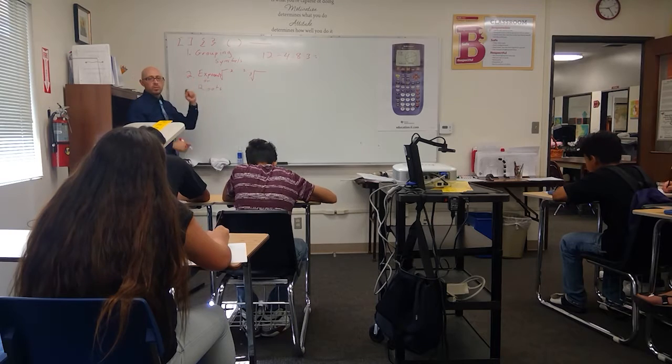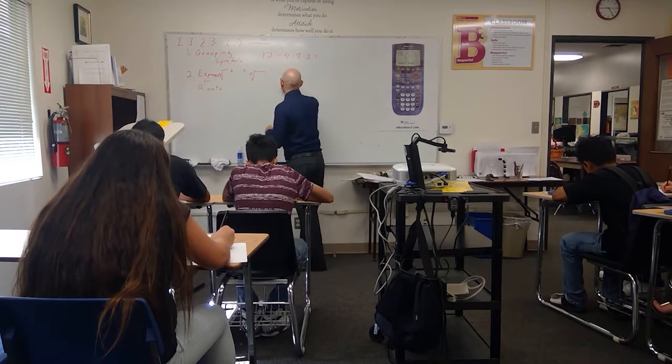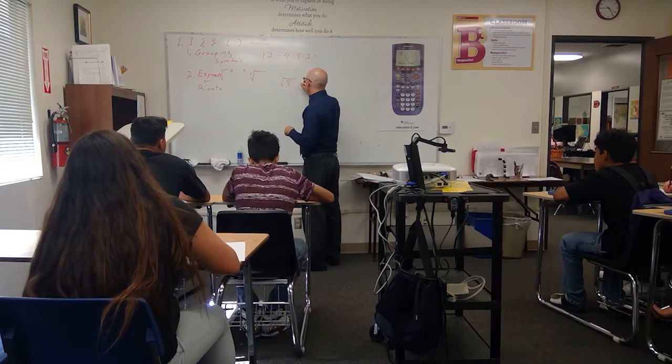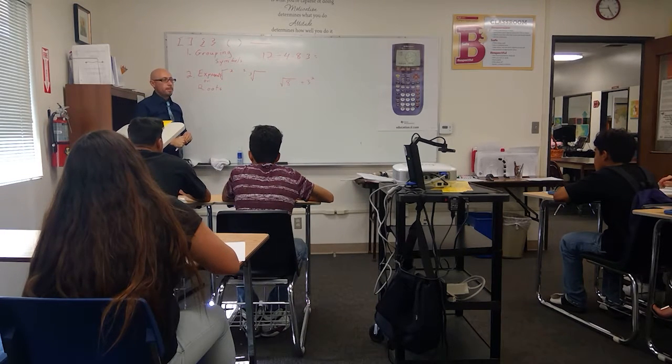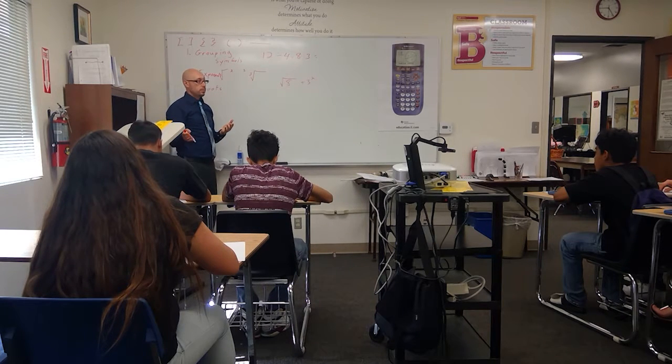And what order do we do things if they're on the same level? If we have a root, or we have a square, which one would we do first? The root. Why? Because you go from left to right. Left to right. Cool. All right.